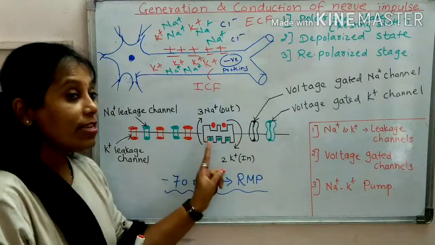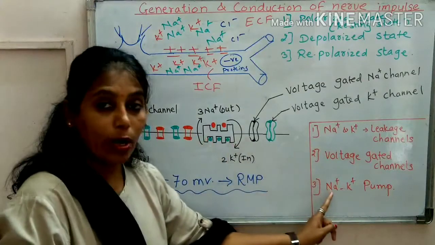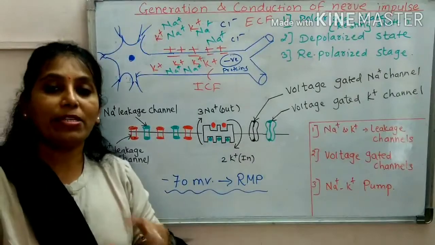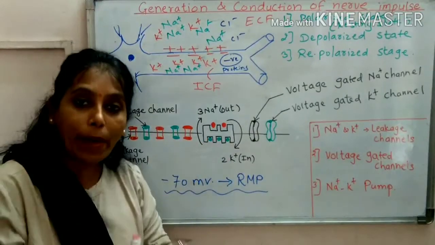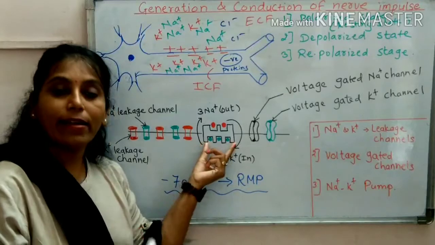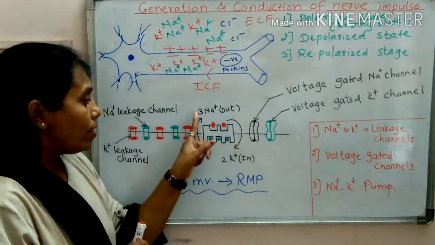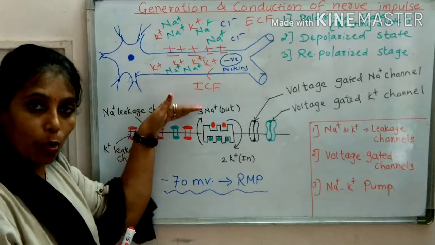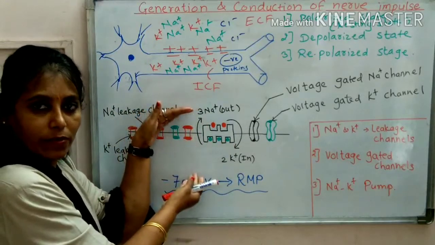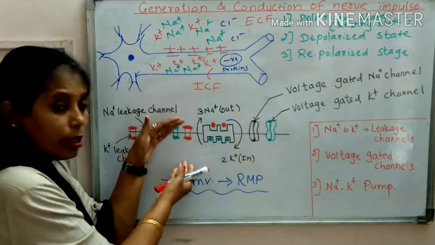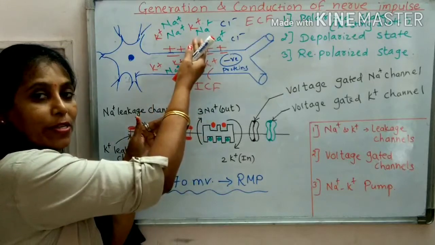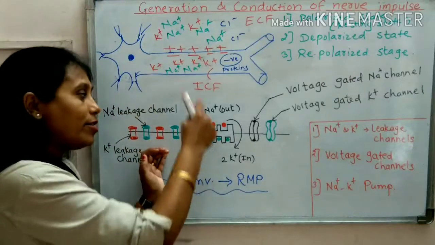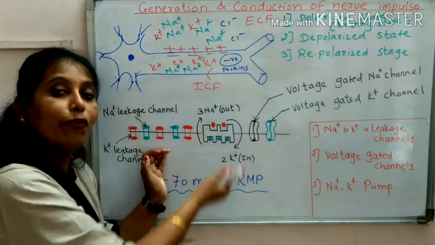Now come to this pump. This pump is called the sodium potassium pump. As the name itself indicates, they have to pump it. What exactly is this pump doing? 3 molecules of sodium: as sodium is present more outside, it gets easily diffused from higher concentration to lower concentration, because sodium is more here. Potassium, from higher concentration to lower concentration, will move out.